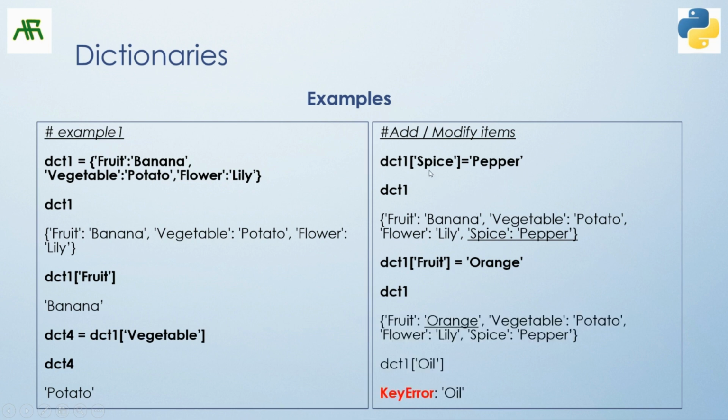In this case, spice as a key is not available, so spice with value pepper as a key value pair will be added to the dictionary. And since fruit is already available, it's going to change the existing banana to orange. And if I'm trying to access a key that is not present, it's going to throw me an error, a key error.